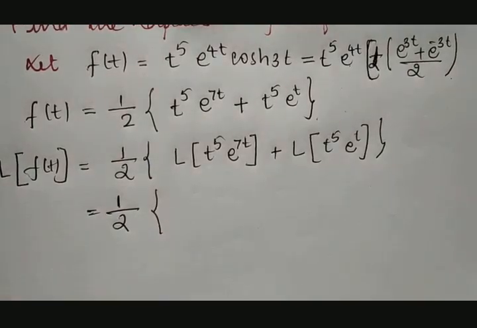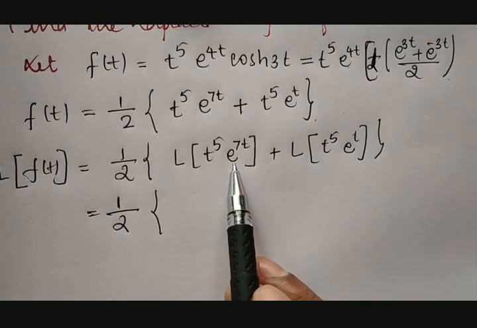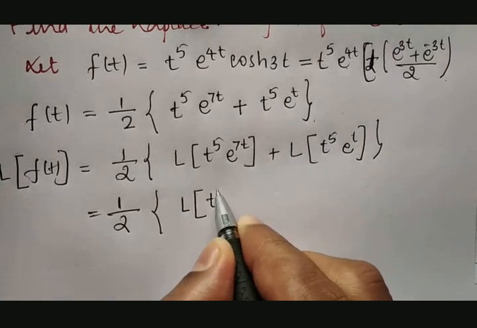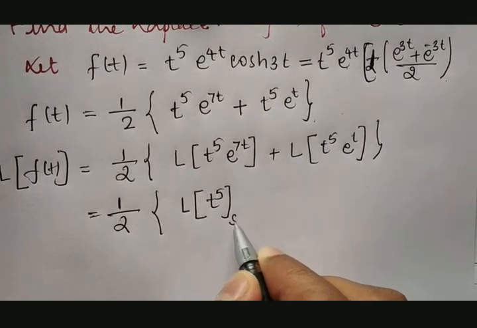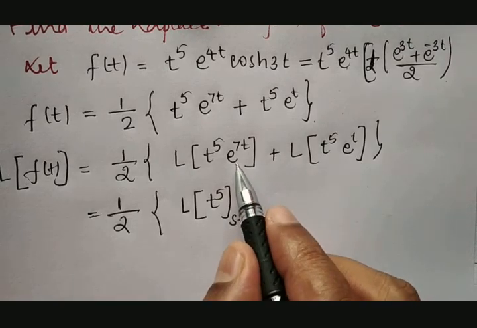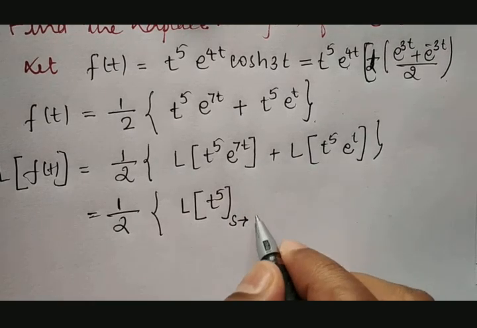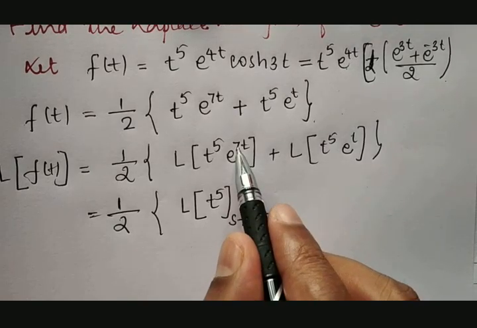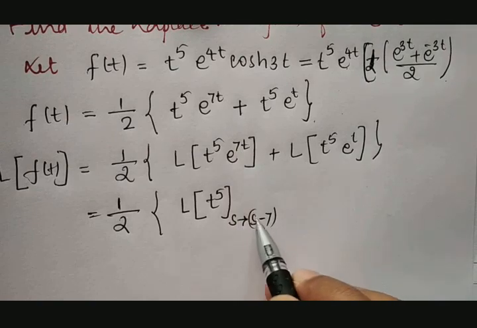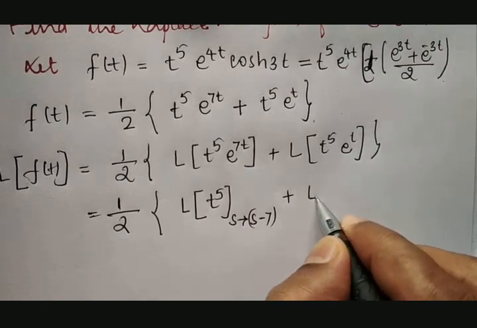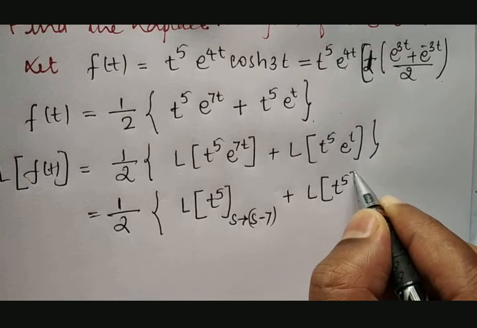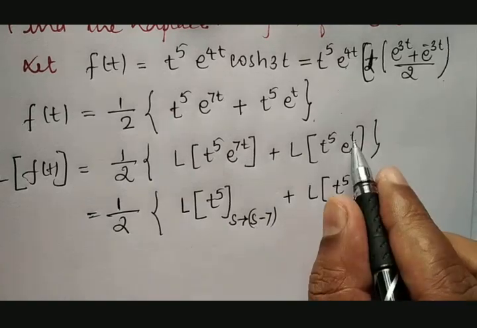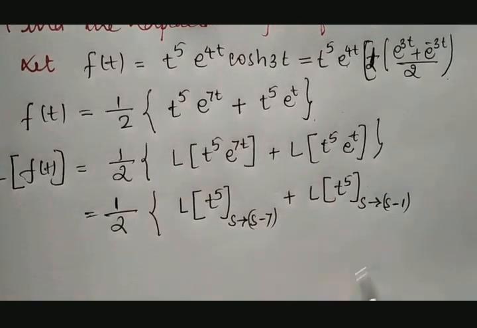That means if any other function is multiplied by an exponential, that can be taken as the Laplace transformation of that other function, where due to shifting, s will be replaced by s minus 7. That comes from the exponential power, that is 7 here. Plus the same thing here: the Laplace transformation of t raised to 5, where s is going to be replaced by s minus 1, because the exponential is e raised to 1 times t.